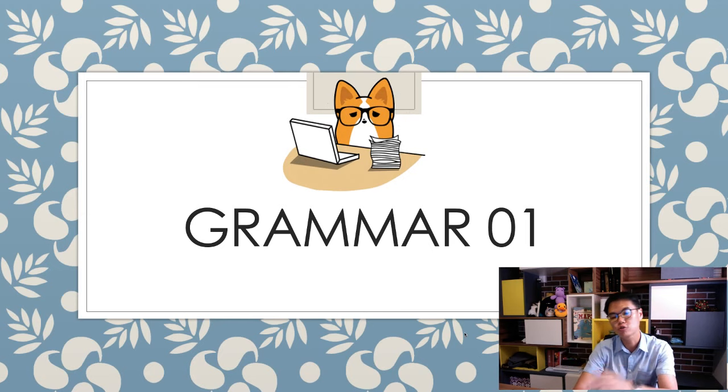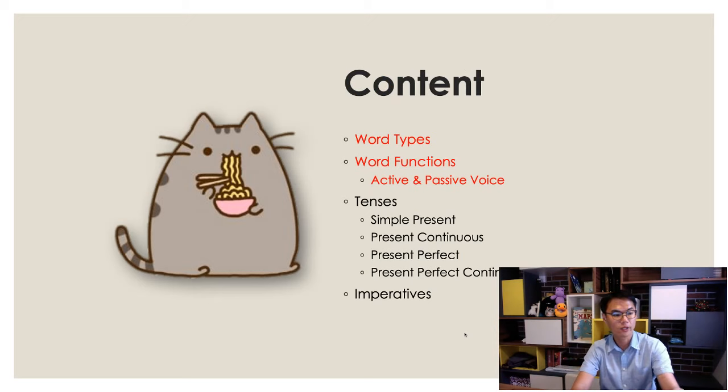Okay, so back to grammar. These are the things that we are going to try to cover for the 3 sessions that we have for grammar, right? We're going to be looking at word types, word functions, tenses, and imperatives. Imperatives are a kind of tense. So imperatives and tenses will fit together, word types and word functions will fit together. And if you notice, the words in red are the areas that we are going to cover for today. We are going to be looking at word types in English, and then we're going to be looking at how these word types function in a sentence, all right?